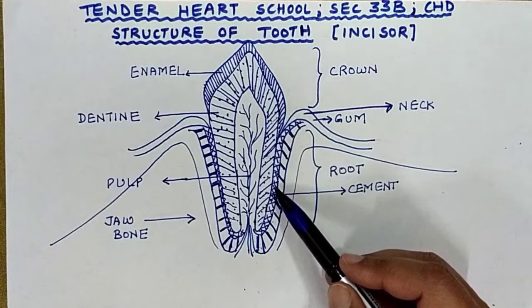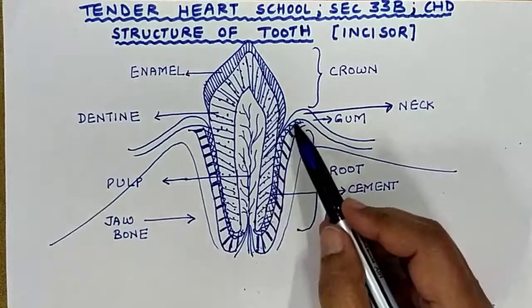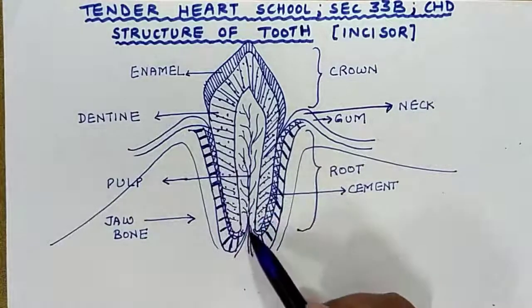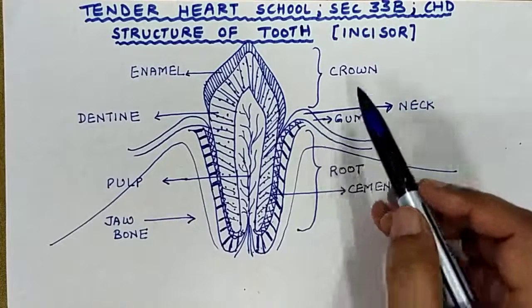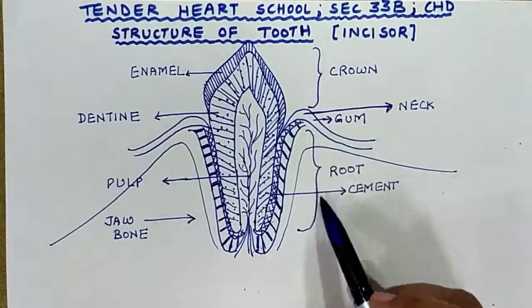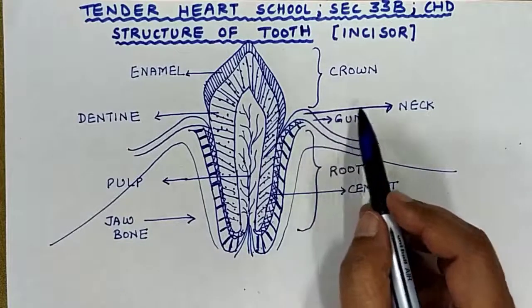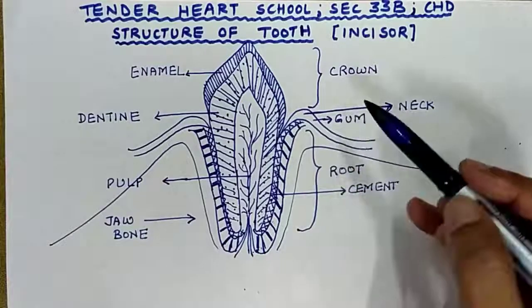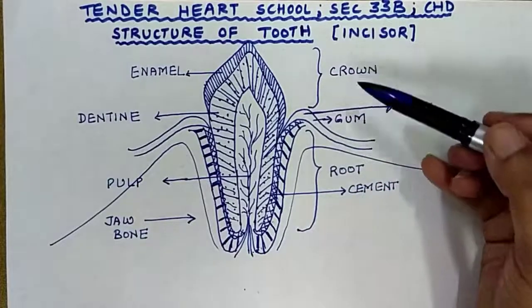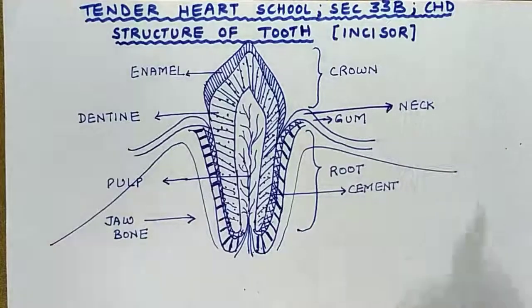The tooth is not moving inside our mouth, so it is being fixed in position with the help of this cement. Cement is the structure which is holding and fixing the tooth in the position, right? Then we have shown the gum. We have shown the crown. Crown is the part of the tooth which is above the gum, and root is the part of the tooth which is below the gum. The slight constriction, the area which is dividing the crown from the root, is called the neck. So this is all about the structure of mammalian tooth, children.